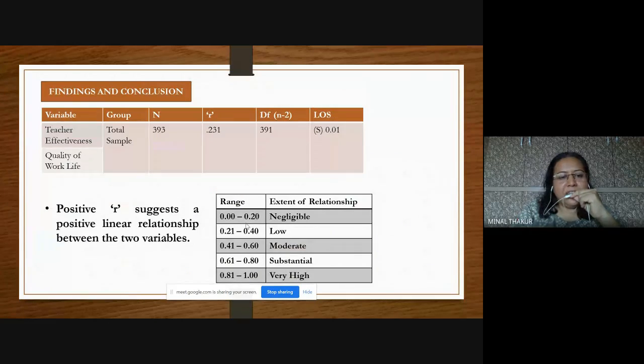All right. Now this is the result that I got of the relationship between the two variables, teacher effectiveness and quality of work life. These two variables were studied on a total sample of 393 school teachers. And this is the coefficient of correlation, which is denoted as r, and the result was 0.231. Then this is something called degree of freedom, and this is something called level of significance.